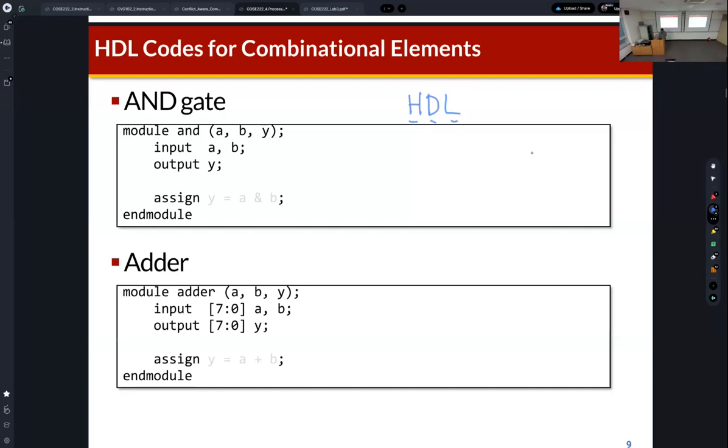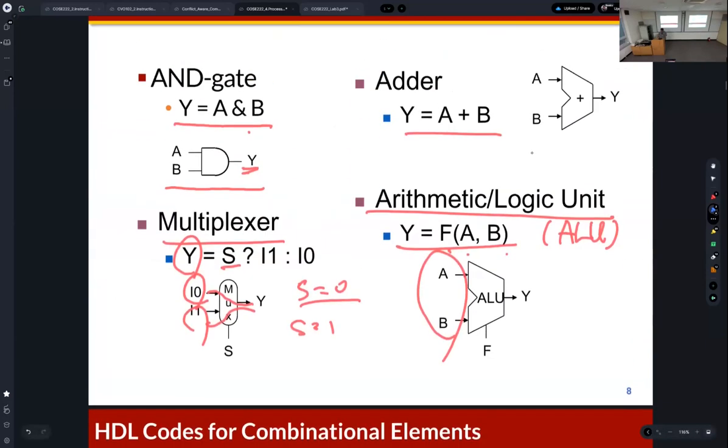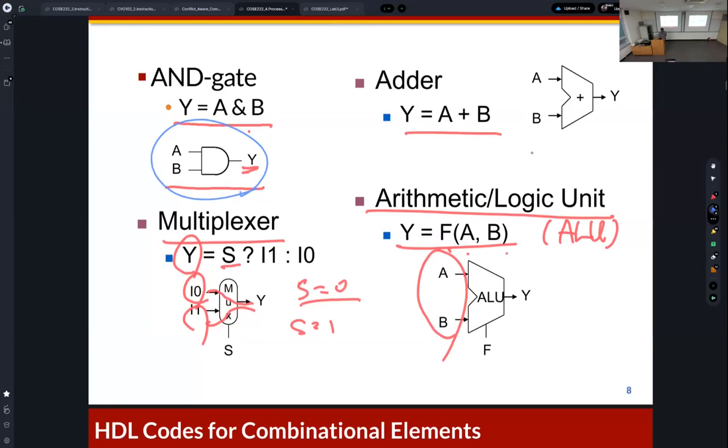So this is the example of an AND gate. The AND gate has two inputs, A and B, and one output. Inputs and outputs are also called ports. This is the interface of this module. It receives input signals from input ports, and then it generates an output signal using output ports.